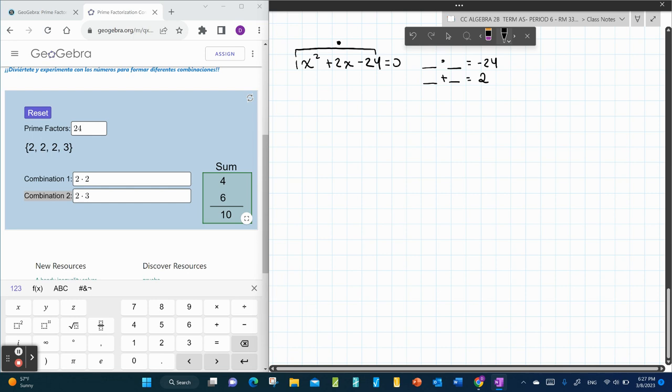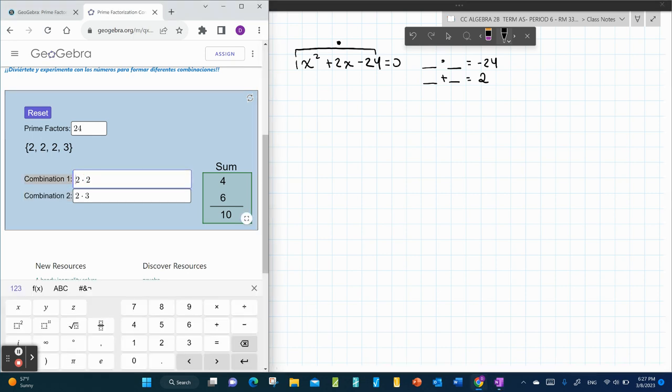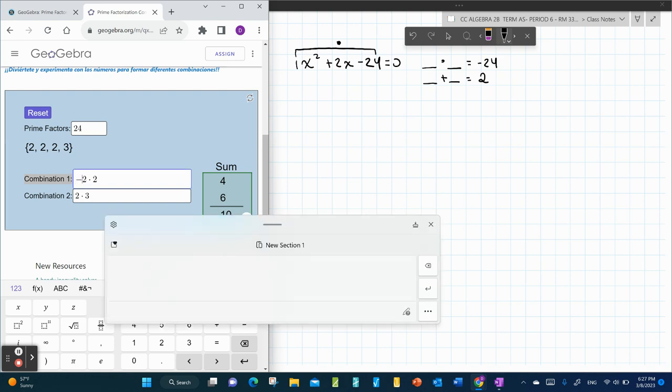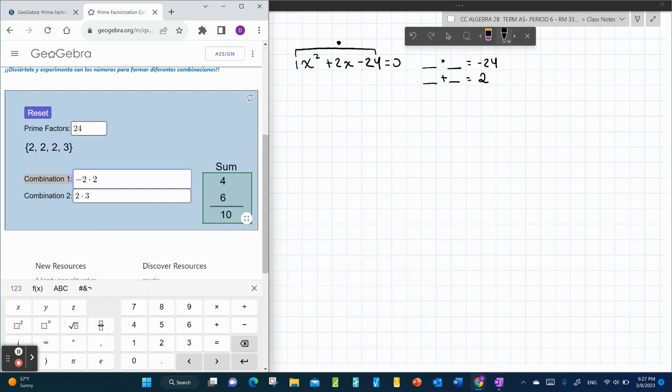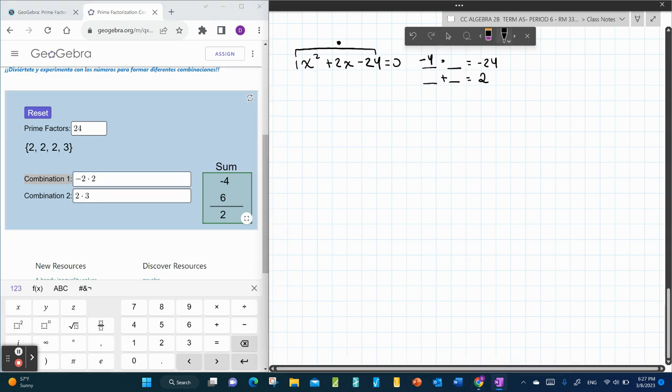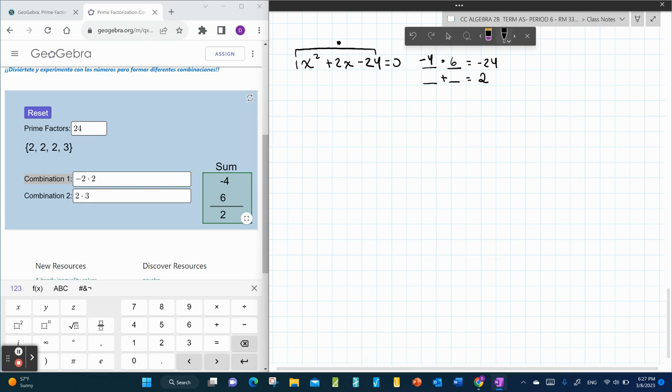So what if I make the first one here negative? How does that change things? Let's see. So that turns into a negative 4, positive 6, and a 2. So then what that tells me is that if I have negative 4 and 6, that gives me negative 24, but negative 4 plus 6 makes the positive 2 that I wanted. Once I have that, I go ahead and I create my X shape.